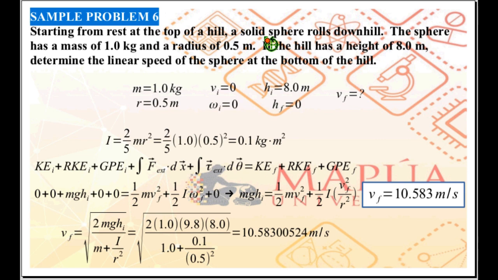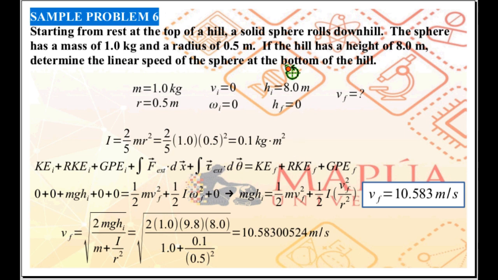For a solid sphere with the axis of rotation passing through the center of the sphere, the moment of inertia is given by 2/5 mr squared. We know the mass of the sphere and the radius of the sphere, thus we are able to calculate the moment of inertia of the sphere as it rolls down the hill. I is equal to 0.1 kilogram meter squared.